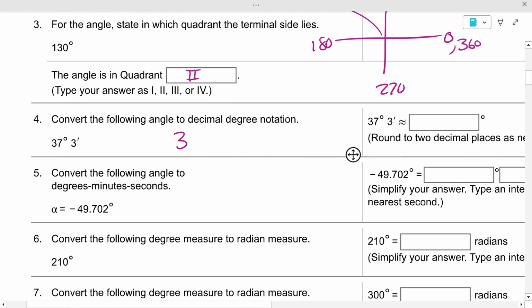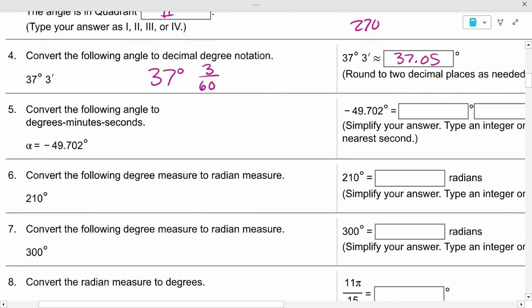All right. So the next one, 37 degrees, and then it's 3 divided by 60, because 3 minutes is how much of a degree? Well, a minute is 1/60th of a degree, so if it's 3, it's 3/60ths of a degree, or 37 point, what's 3 divided by 60? 0.05? 37.05.